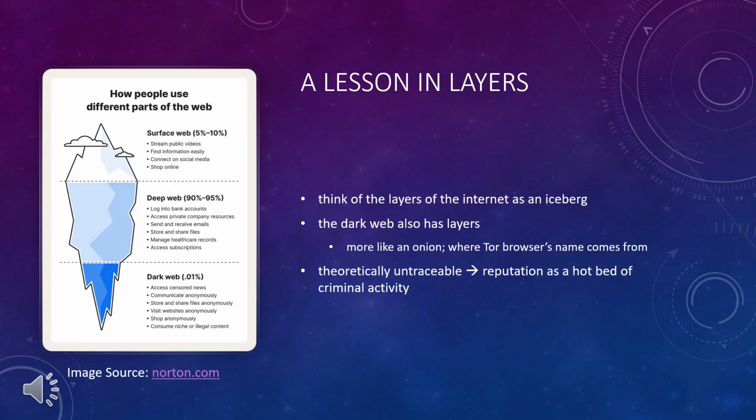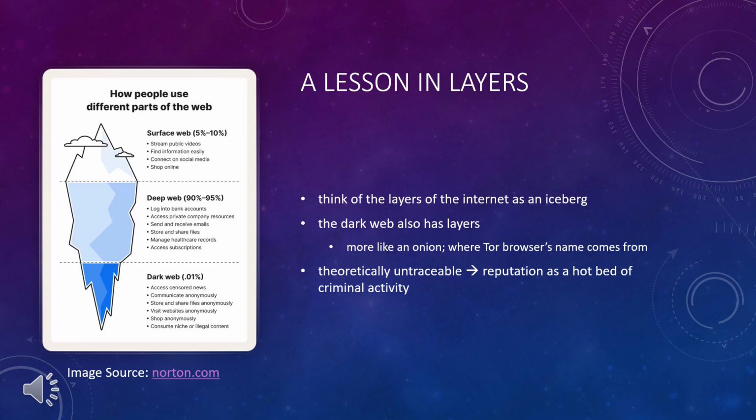The internet can be broken up into 3 layers: the surface web, the deep web, and the dark web. It helps to think of these layers like the layers of an iceberg, as in the picture shown to the left. The percentage of the internet's content that each layer contains varies depending on who you ask, but it's generally accepted that the dark web contains the smallest amount of content.